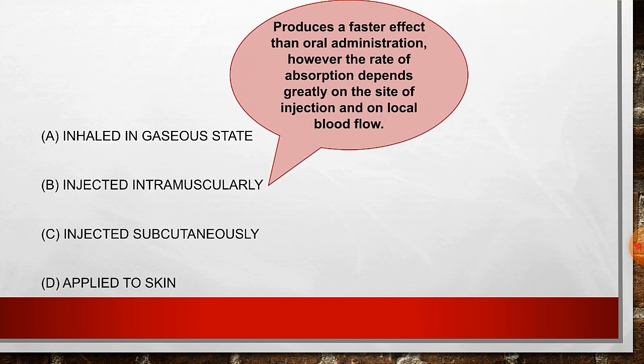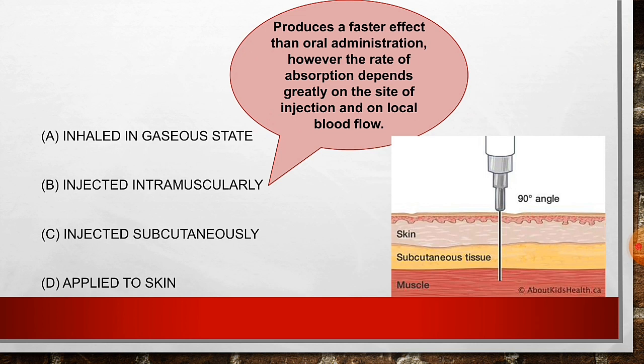Here the second, injection intramuscularly, produces a faster effect than oral administration. However, the rate of absorption depends greatly on the site of injection and on local blood flow. So it is fast, but it depends on the location, as it is injected into the muscular area. In the figure you can directly see how it is inside.